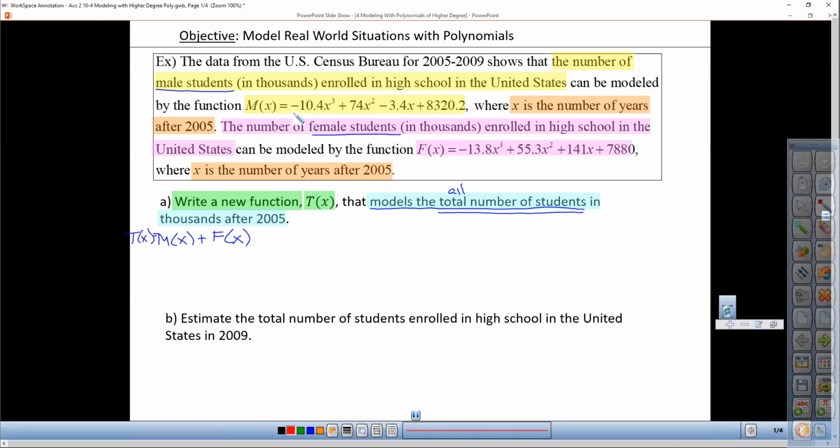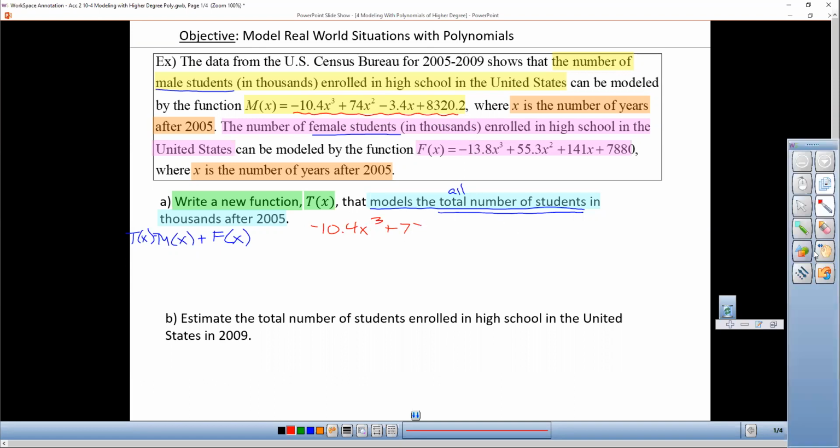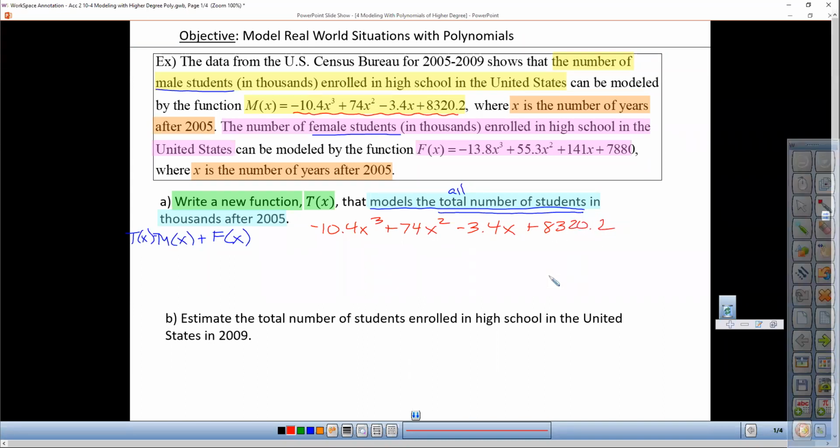So I'm going to start with my terms for m of x. It's already in standard form, so I'm just going to keep them that way. So I have this negative 10.4x cubed plus 74x squared minus 3.4x plus 8,320.2. One of the biggest things here in a problem like this is accidentally not copying the numbers correctly or losing a decimal point, things like that. So just be careful. Always double check and make sure you've copied things correctly.